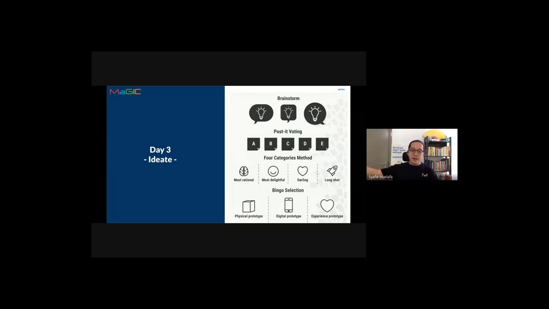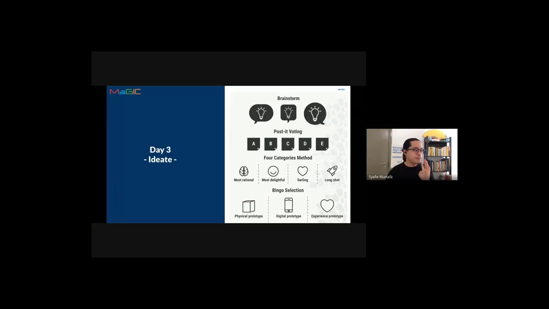You could write it down. That's the reason why I would say put away your phones, because your phone is a distraction, right? So once you actually come up with the best idea, you have selected it. If you're working in a group, you've already selected, okay, this we want to prototype even further, right? You go into day four, which is prototyping.